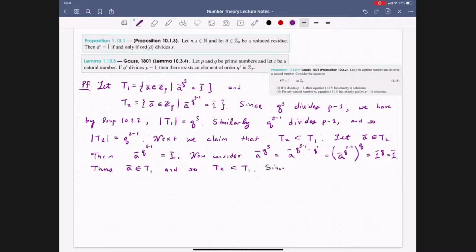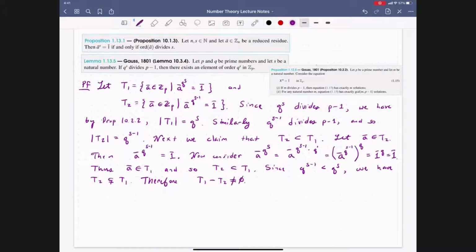And since q to the s minus 1 is strictly less than q to the s, we have the stronger statement that T2 is properly contained in T1. And so now we're going to do the clever trick. We know that this is properly contained. So if we take the set difference of T1 with T2, it's non-empty. So T1 minus T2, the set difference, is a non-empty set.